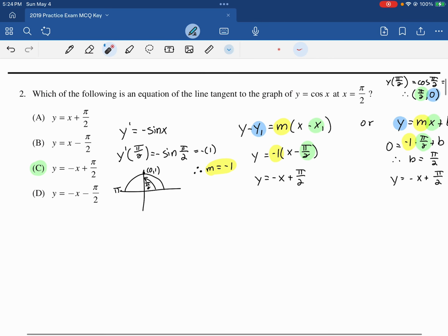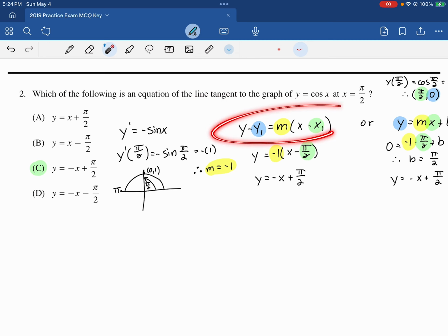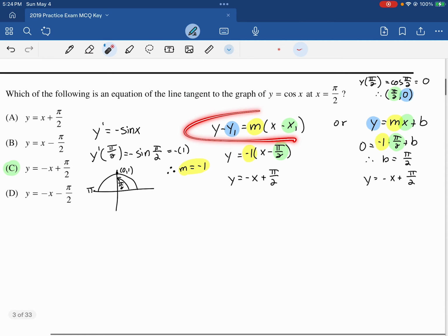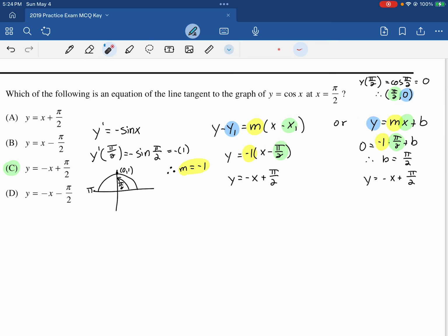Which of the following is an equation of the line tangent to the graph y equals cosine of x at x equals pi over 2? So I'm trying to create a tangent line, and so I just start to write out either point slope form or slope intercept form, a line to represent this tangent line. You're welcome to pick your preference. I show the work for both of these.